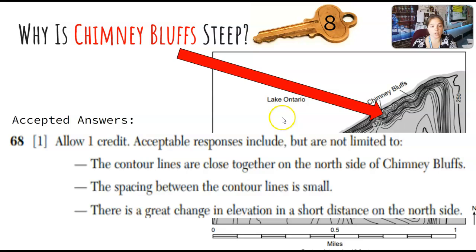Well, acceptable answers: they're super close together. If you have lines super close together and they're contour lines, that means it's really, really steep. The spacing between the contours is small. There's a great change in elevation in a short distance on the north side. All three of those are absolutely acceptable.